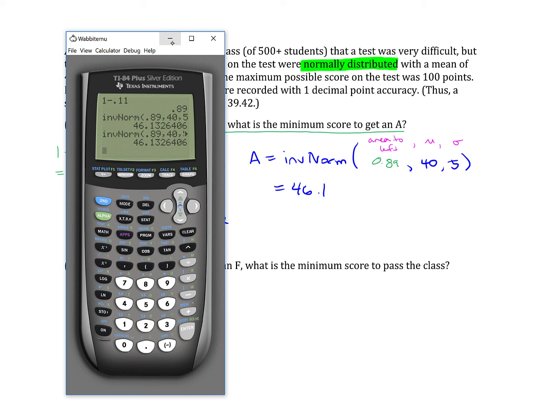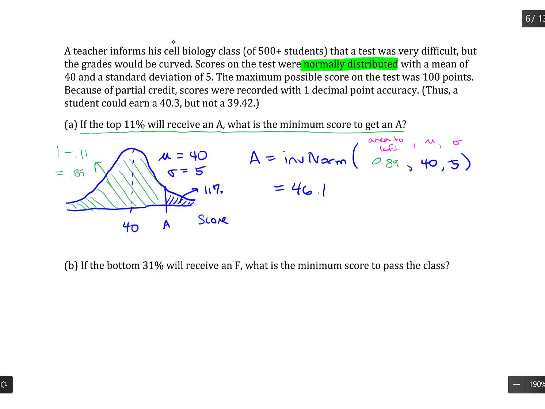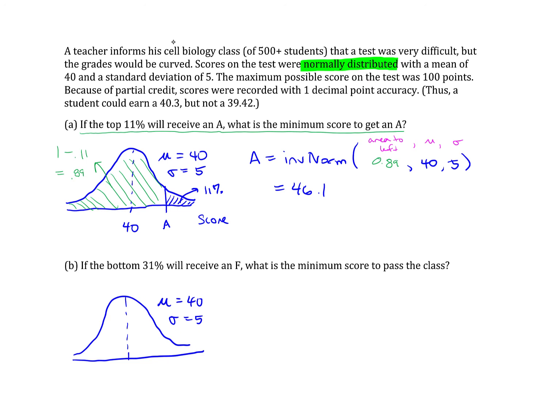Now, let's go to the next part of the problem. If the bottom 31% will receive an F, what is the minimum score to pass the class? Well, to do this, let's get a normal distribution drawn. Here's the mean of 40, standard deviation of 5 again. And we're looking for the bottom 31%. So the bottom 31% could be this amount of area here. But ultimately, we're looking for this boundary point for an F.